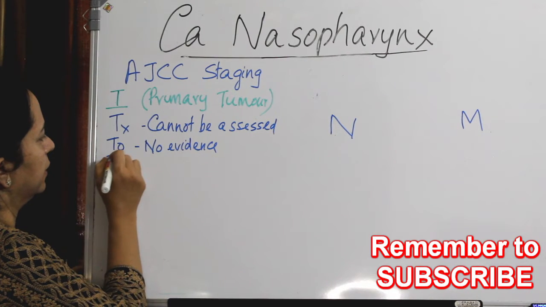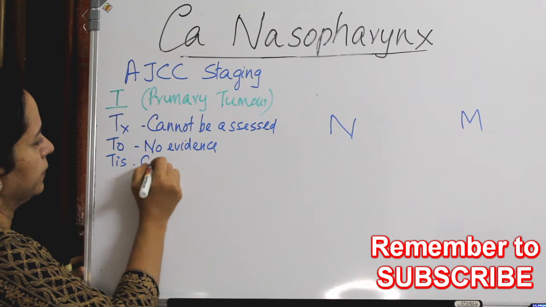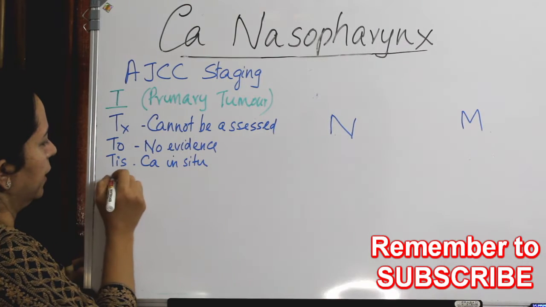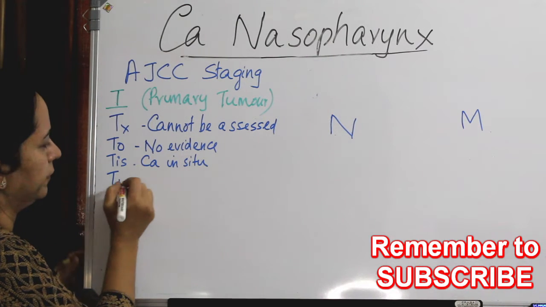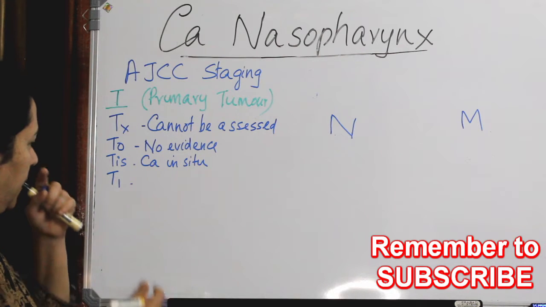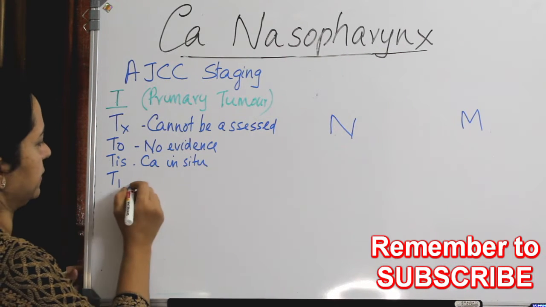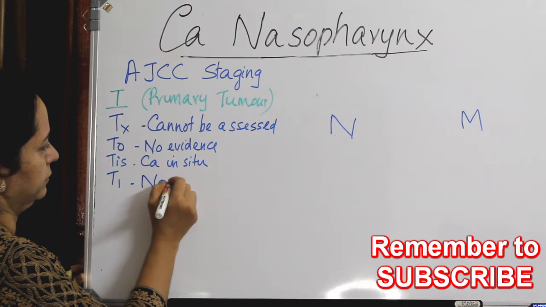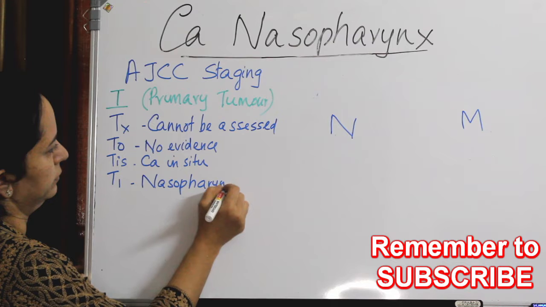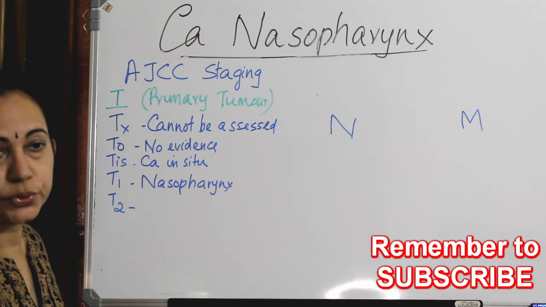Then comes TIS. What is that? Carcinoma in situ. Then comes T1. As in all other tumors, T1, 2, 3 and 4. Okay. T1 is primary tumor limited to the nasopharynx. T2, there is soft tissue extension.